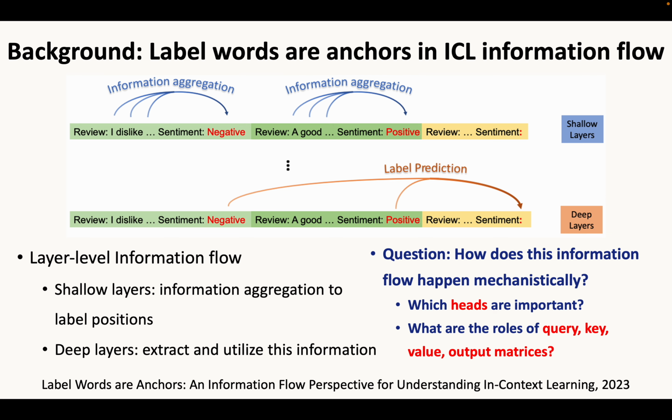And another study explores the ICL mechanism by analyzing the information flow. They find that the label positions are the anchors to extract information in shallow layers and be used in deep layers. But we hope to understand more about how this happens. For instance, which heads are important, and what are the roles of the query, key, value, and output matrices in the attention heads?